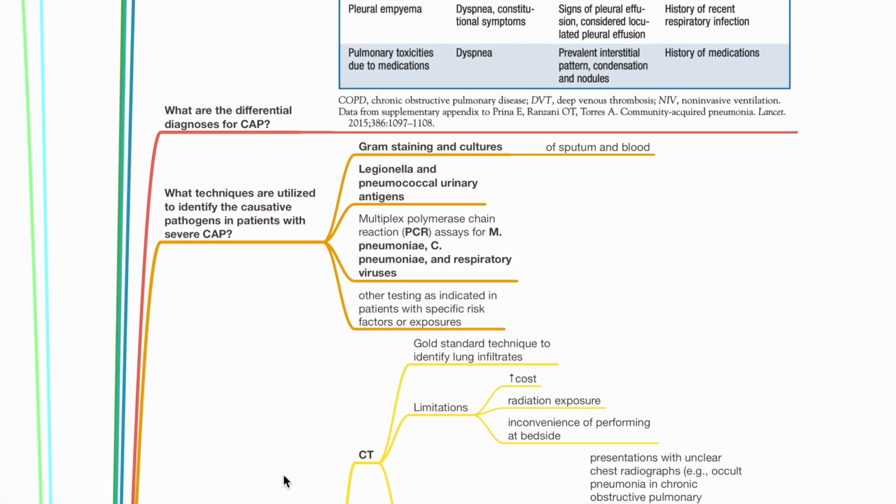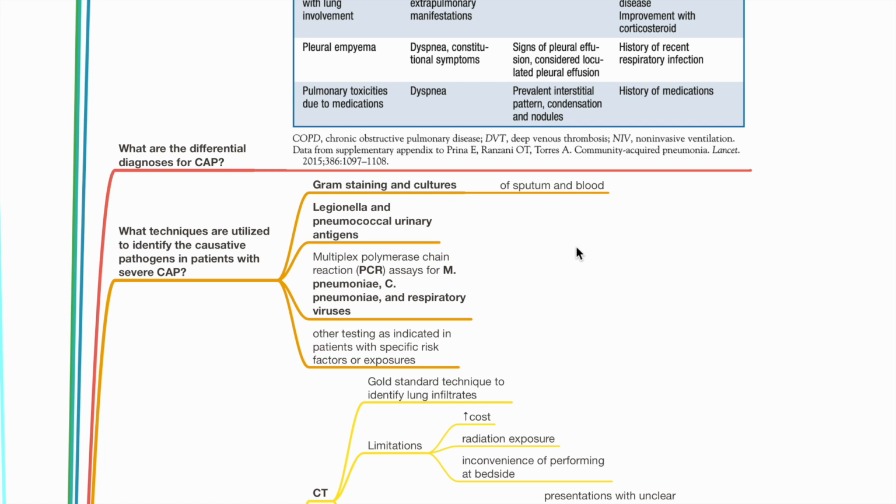What techniques are utilized to identify the causative pathogens in patients with severe CAP? This includes gram staining and cultures of sputum and blood, Legionella and pneumococcal urinary antigens, and PCR assays for Mycoplasma pneumoniae, Chlamydophila pneumoniae, and respiratory viruses.